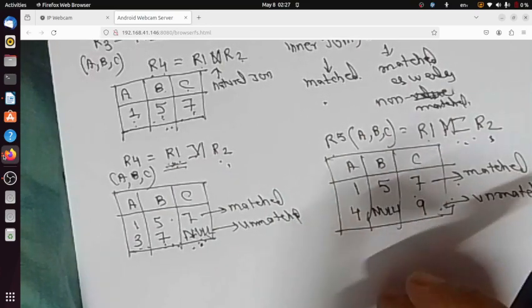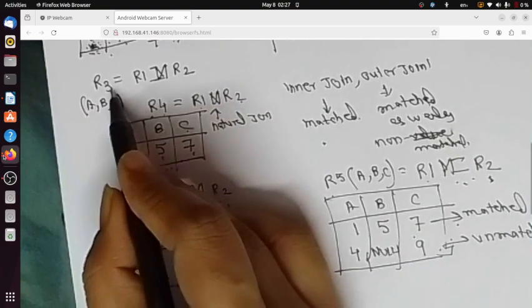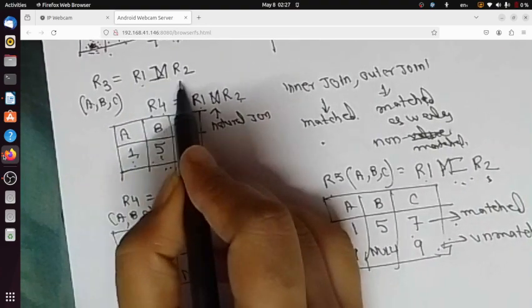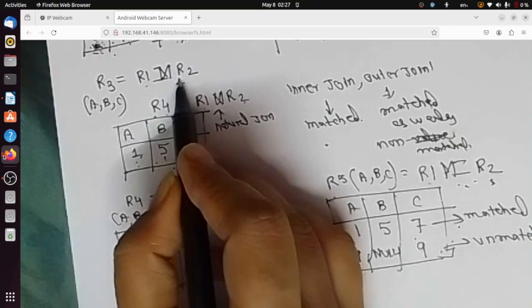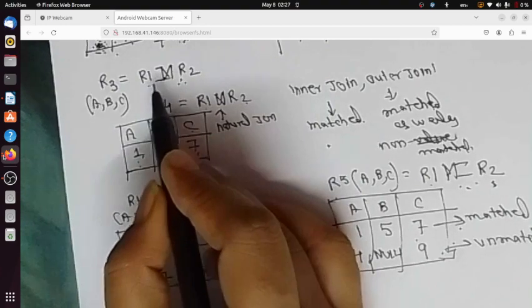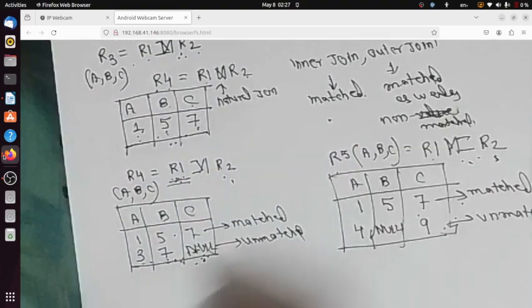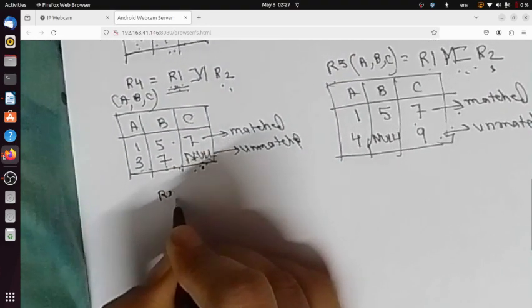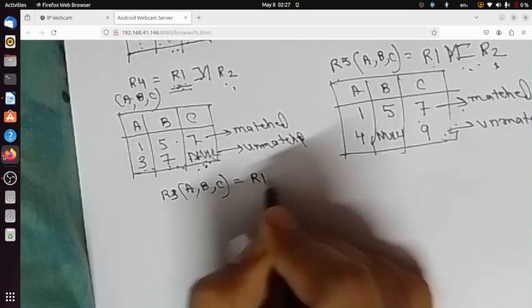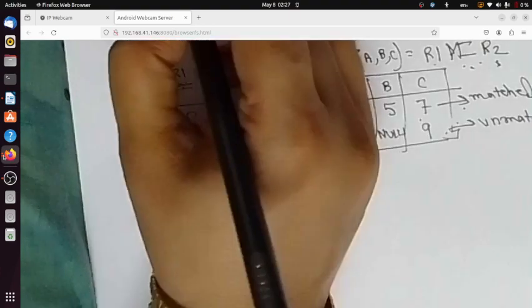Now we are considering the full outer join. Full outer join means, as I have told you, R3 is a relation which is obtained by doing the full outer join between R1 and R2. What does it mean? In a full outer join, there will be matched records as well as the non-matched records from both relations R1 and R2. So in R3 the tuples will come in the form A, B, C, which is the full outer join between R1 and R2.